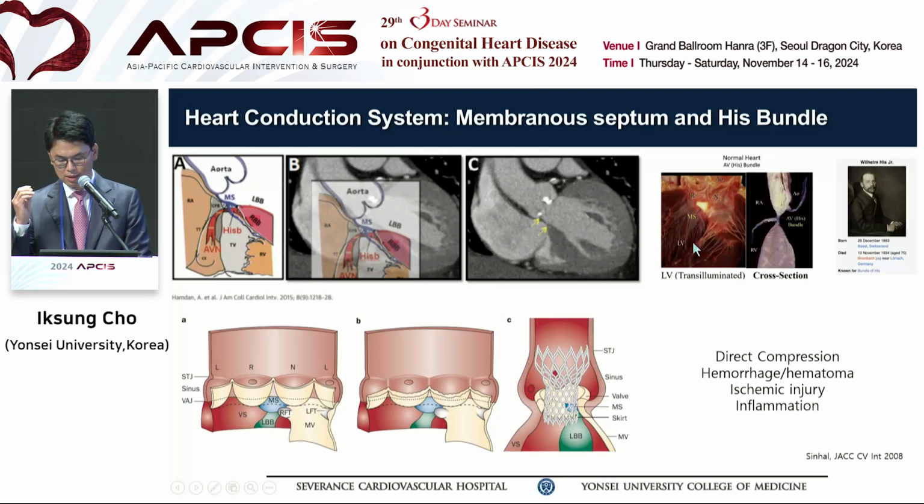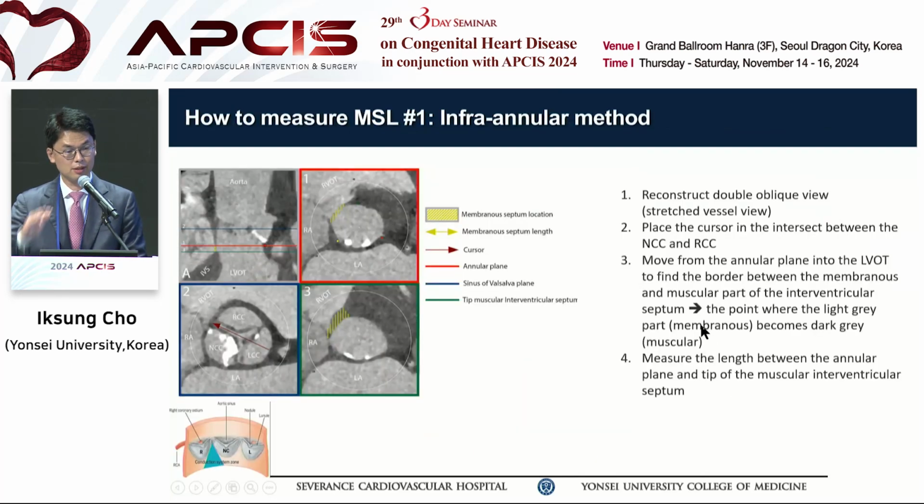So if the membranous septum is very short, there will be a higher risk of interference with this conduction pathway. We can measure this membranous septal length in cardiac CT. There are two ways. One way is from the annulus plane, so this is the standard.